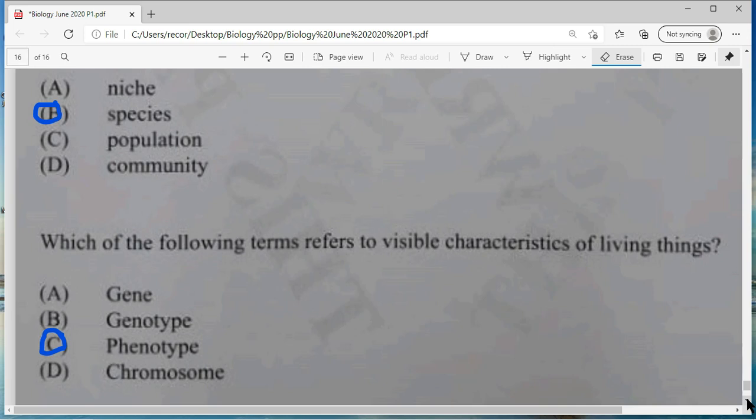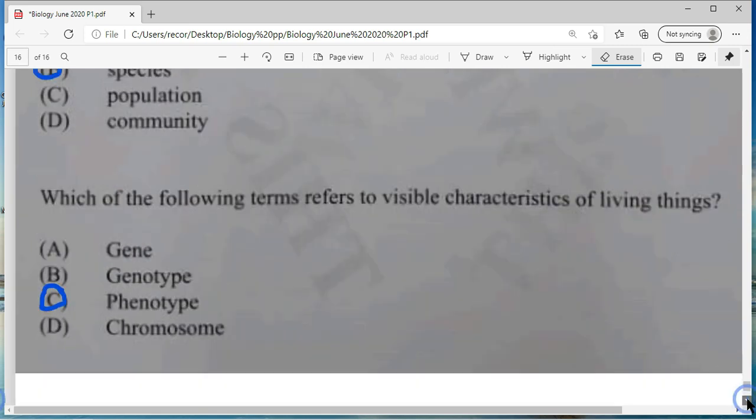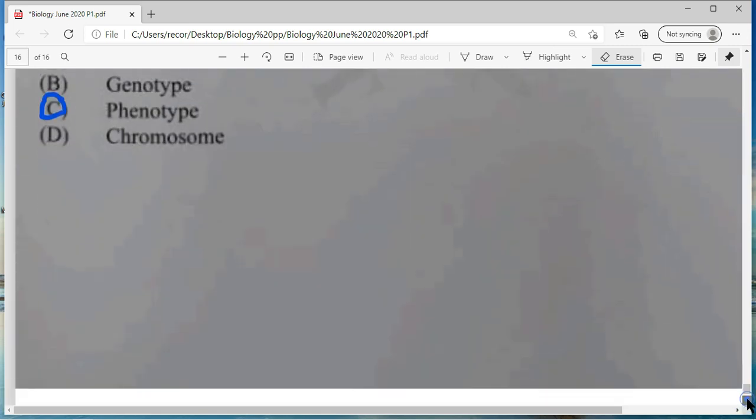Which of the following terms refers to a visible characteristic in living things? That's always going to be your phenotype. Genotype are the letters that we were using earlier on. So if you can see it, five fingers, dark, tall, blue eyes, that type of thing, that's phenotype. C there is the answer.